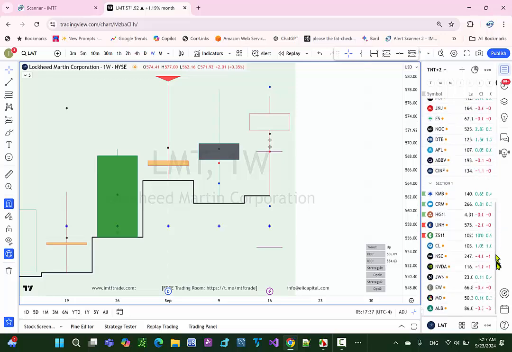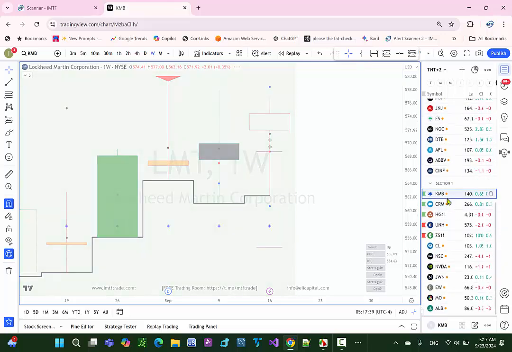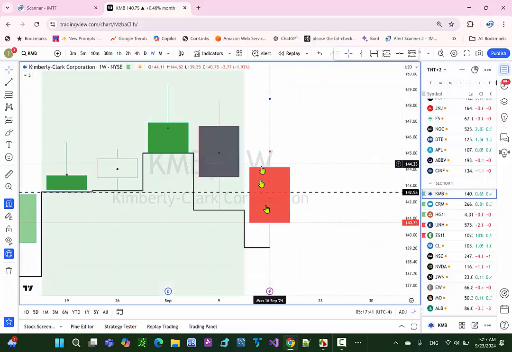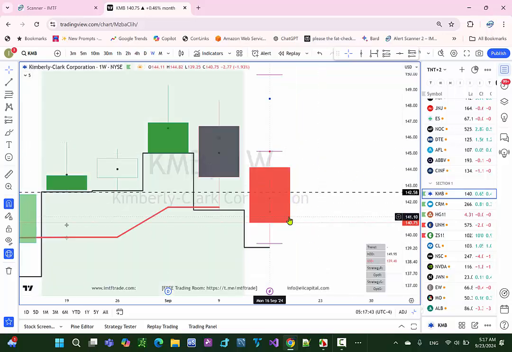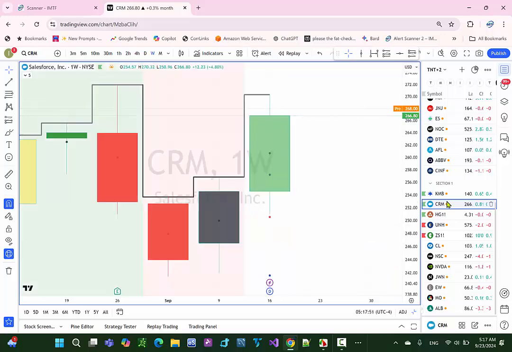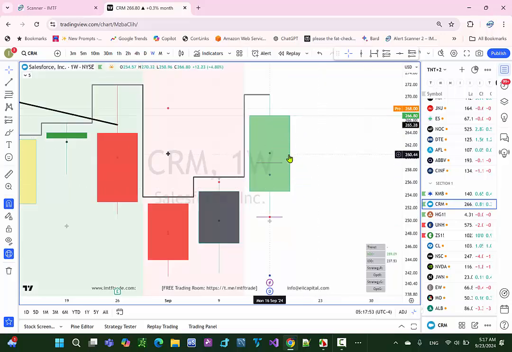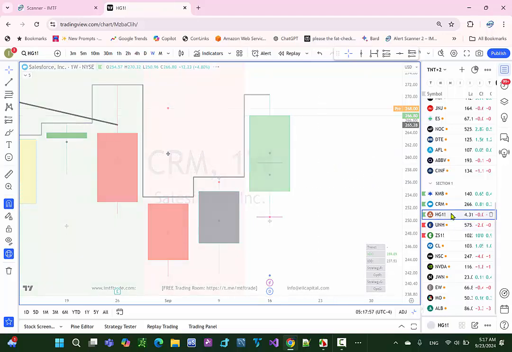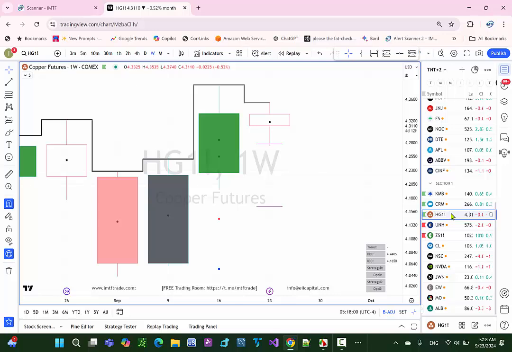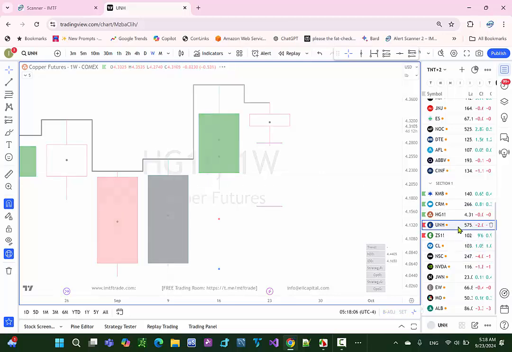Here are the non-shaded opportunities. KMB. Even though this moved, we did not enter this trade at all because it did not fit our criteria for non-shaded trades. But this was profitable on the bear side. This is another trade we didn't enter because it didn't have a drawdown, but this was profitable. There's a future right there. It didn't hit our drawdown, so we didn't enter this trade. That was profitable.